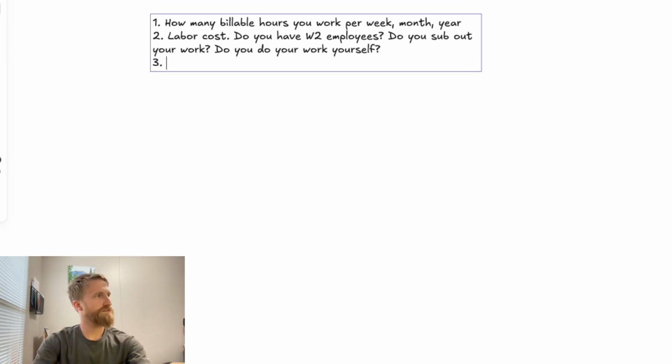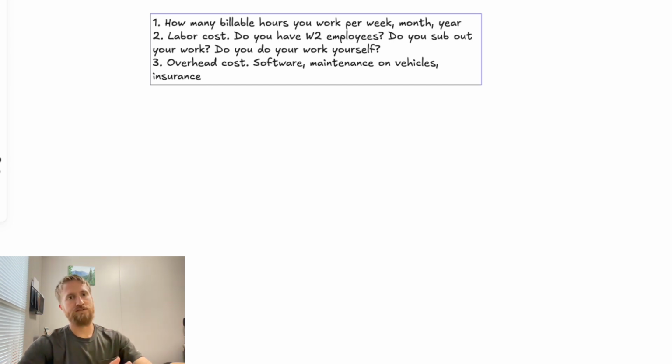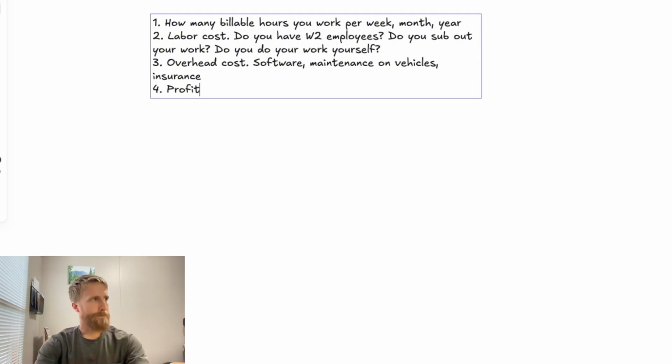3 is going to be your overhead cost. So this is going to be things like software, maintenance on vehicles, insurance is a big one. Anything essentially that isn't part of your cost of goods sold, which for most contractors, your cost of goods sold is going to be your labor and your materials. Okay, and your profit is going to be number 4. I would say a good net profit margin to aim for is going to be 15%. And that's what we'll use for this example.